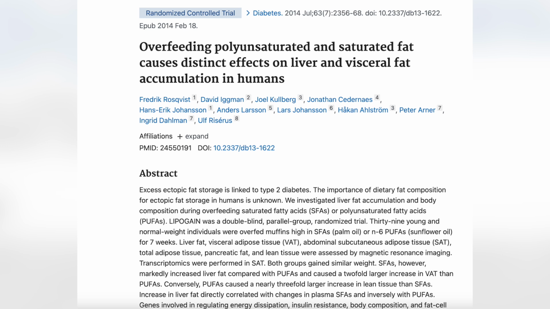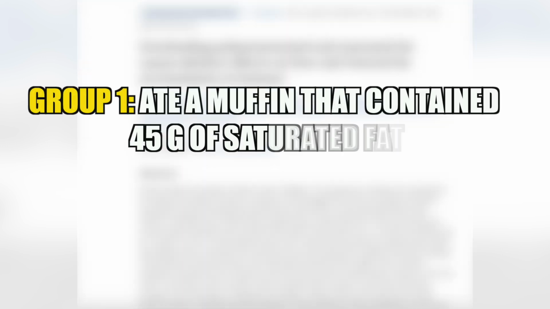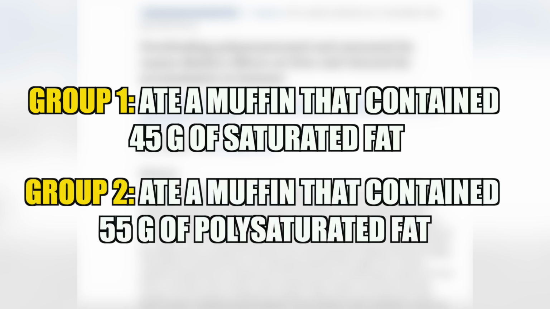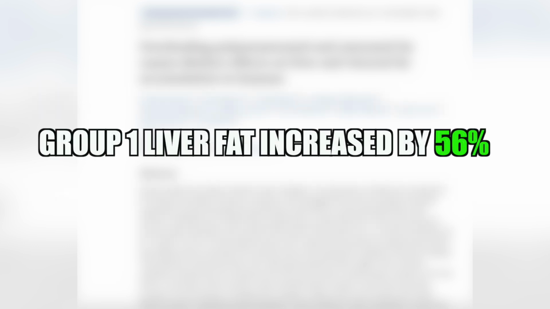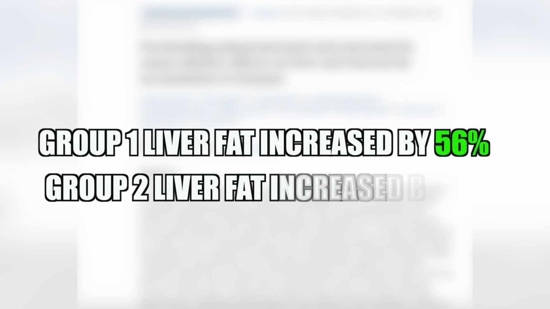Another study showed very similar results. In this study, researchers recruited 39 people with fatty liver and were divided into 2 groups. Group number 1 ate a muffin that contained about 45 grams of saturated fat on top of the regular diet. Group number 2 ate a muffin that contained about 55 grams of polyunsaturated fat on top of the regular diet. After 7 weeks, group number 1 increased their liver fat by 56%. Group number 2 increased their liver fat by only 5%. What does that tell us? It reinforces the message that yes, calories matter, but also the composition of the calories matters.